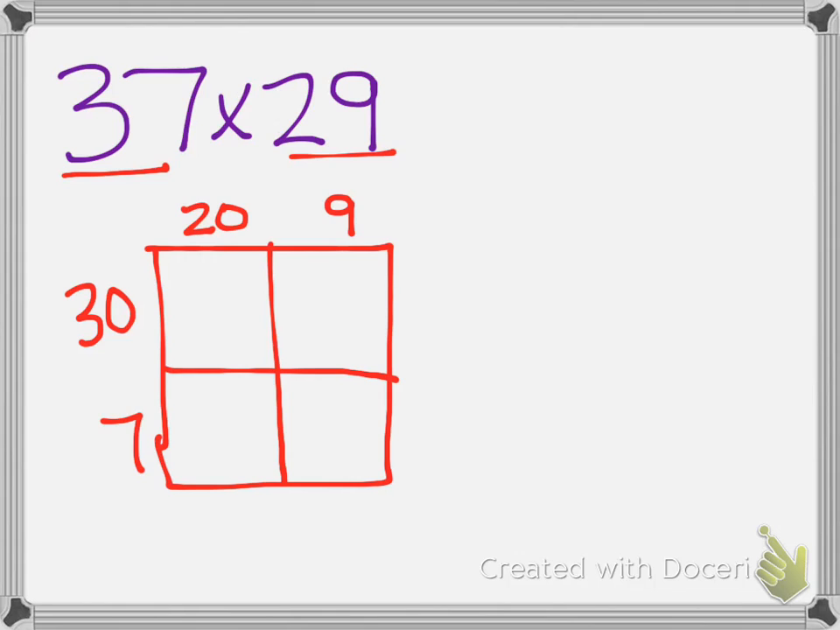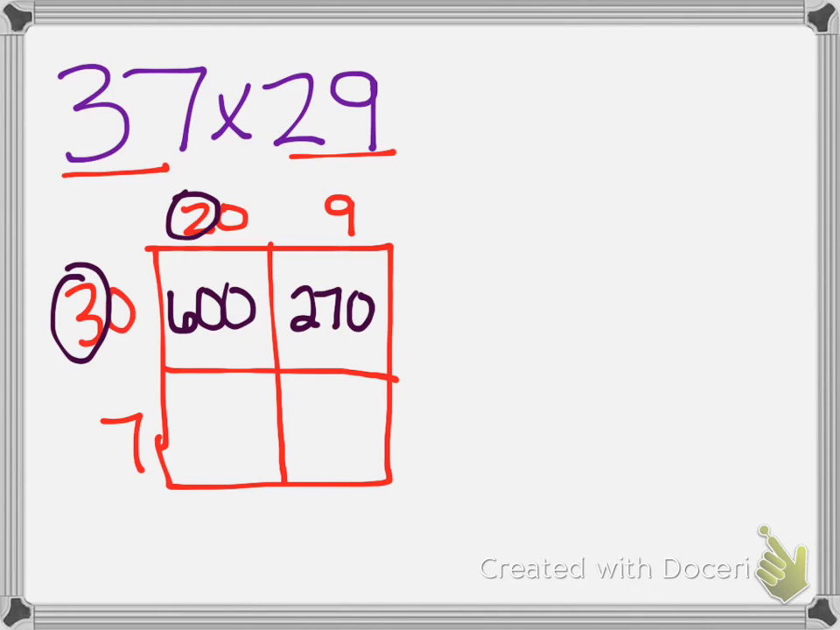For those that are visual, you can circle the basic fact so we don't make a zero mistake. So 3 times 2 is 6. Then I have 2 zeros between the two factors. Then I'm going to do 30 times 9. So 3 times 9 is 27. Then I have a 0.